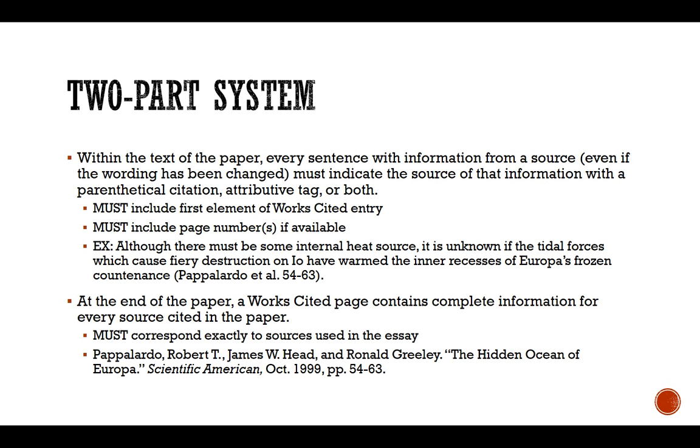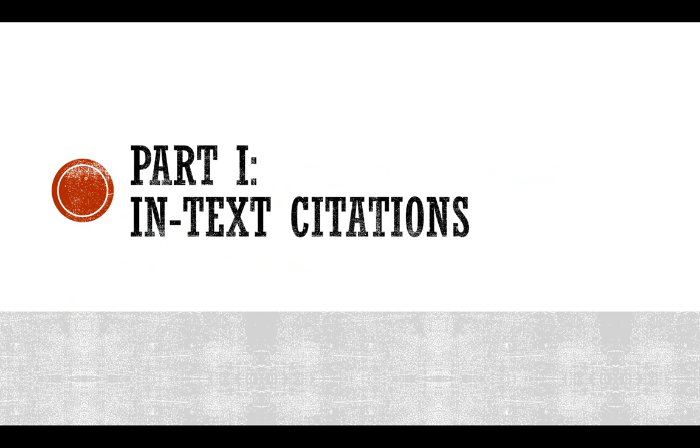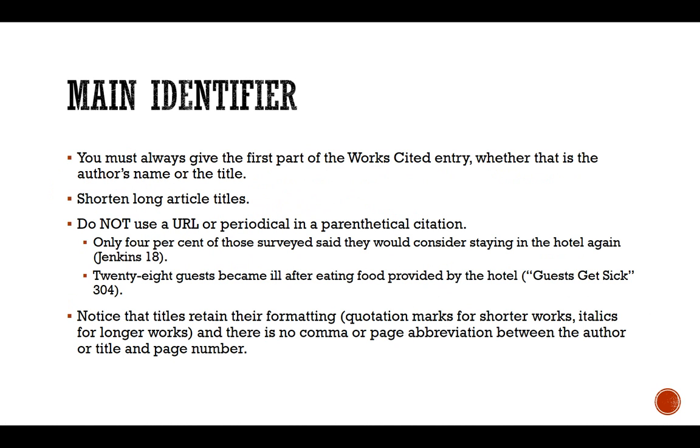Now, you can give more information, but you have to give that element of the works cited entry. So for example, if you have an attributive tag that says what publication this article was printed in, you would still need to include the last name that was the first element of the works cited somewhere in there. So when you're looking at your in-text citations, again, first part of the works cited entry. If it's a long title, you can shorten it. You will not include a web address, you will not include a URL, you will not include any kind of periodical title. So we have examples here for a last name and a page number, or a title and a page number.